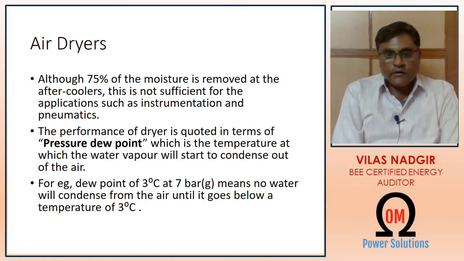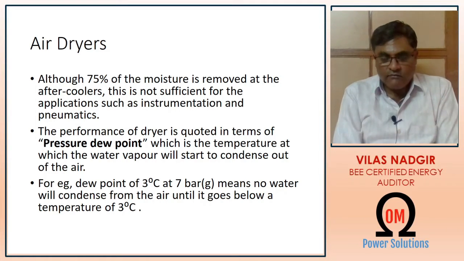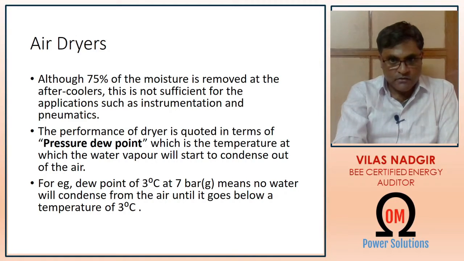For example, the pressure dew point is 3 degrees centigrade at 7 bar, means that below 3 degrees centigrade at 7 bar only the water will condense. Above that it will not get condensed.